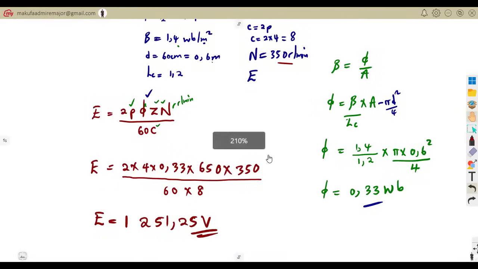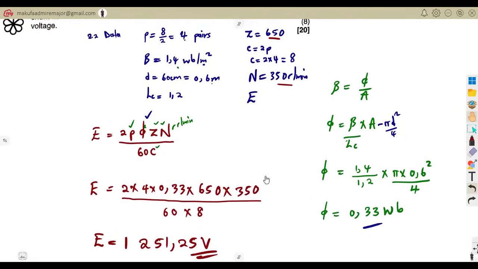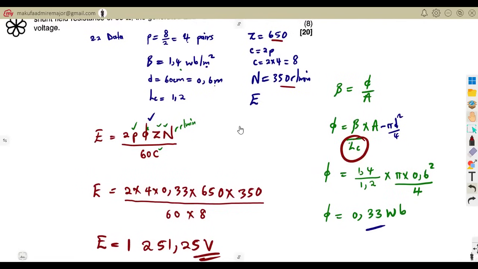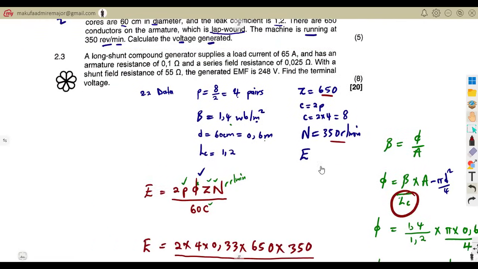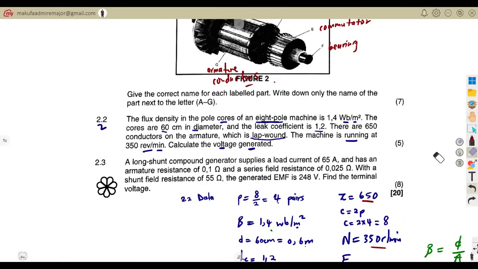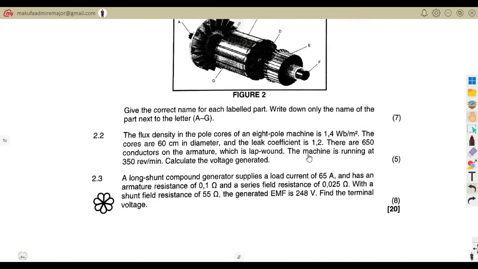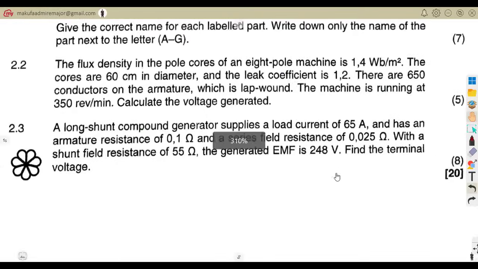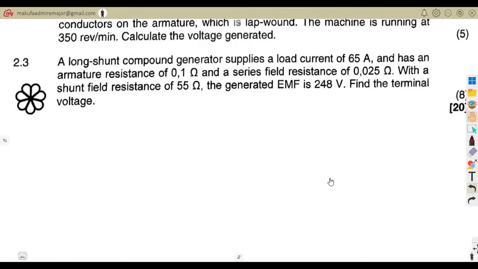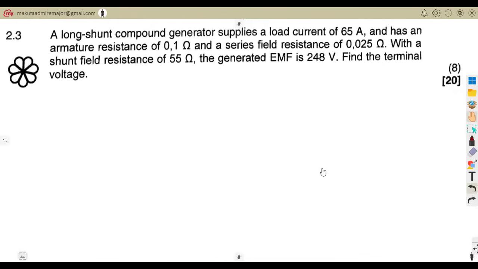So this question, I think the disturbance was on the leakage coefficient. We have to include that in the calculation of what? The magnetic flux. The leakage has to be there. And with this, the magnetic flux can be calculated and substituted into the equation that is giving us the EMF or the voltage generated.